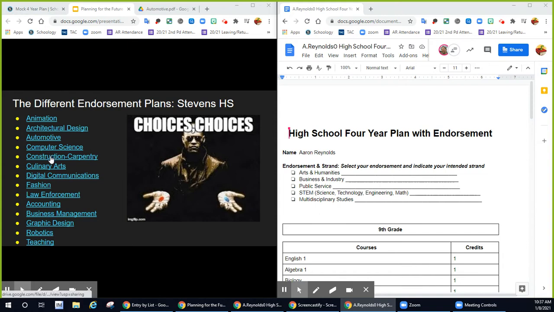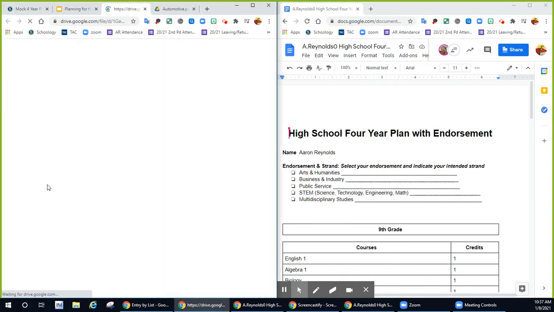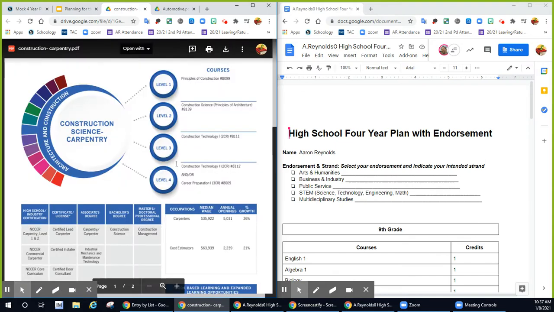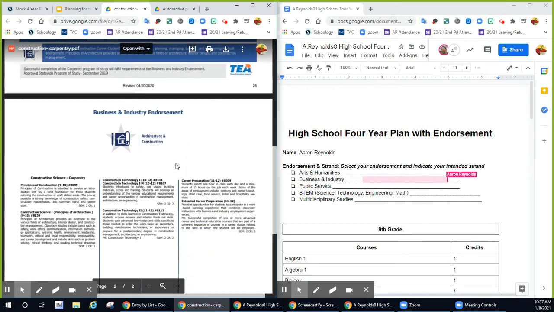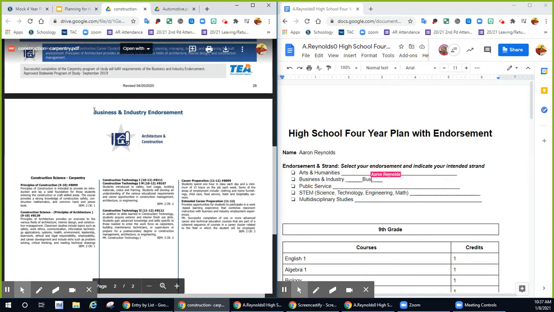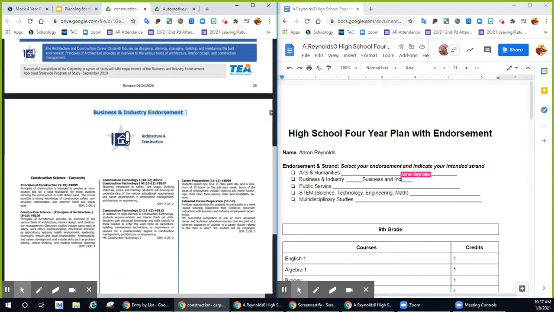So what we do is when you click on that, then it'll open up the description of what the actual endorsement is about. On the sheet, because it is under business and industry, we'll put that in. You put business and industry, not carpentry. Oh, right. Haha. I said what I was thinking. I did that last period too, I'm pretty sure at first. So then Mr. Reynolds is also going to bold carpentry so that it shows easily.